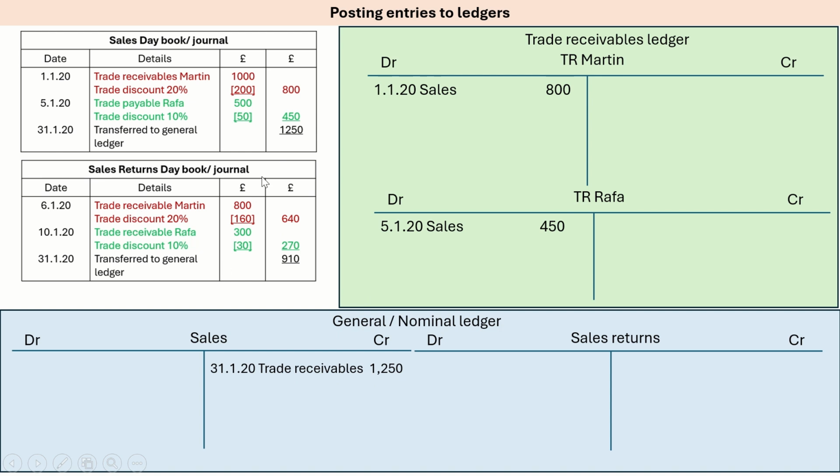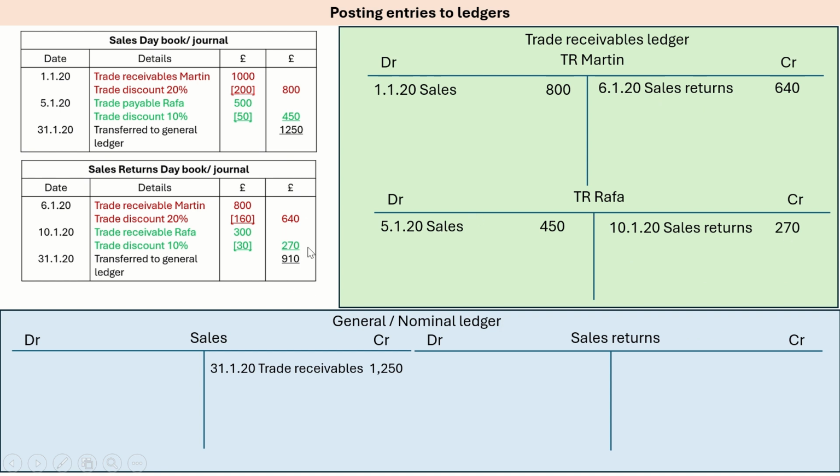The double entry for sales returns should be sales returns debit and trade receivables credit. As you can see here, Martin 640 is the sales returns amount, credited in Martin's account on 6/1/20. And then on 10/1/20, Rafa 300, go to Rafa's account on the credit side, enter the date, opposite account name, sales returns, enter the amount.